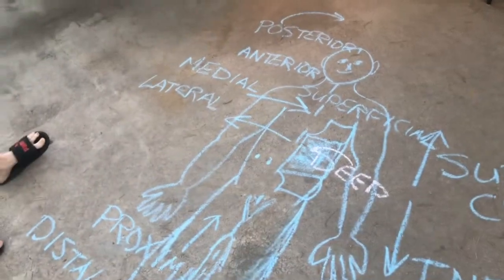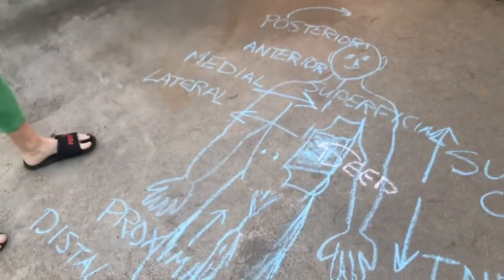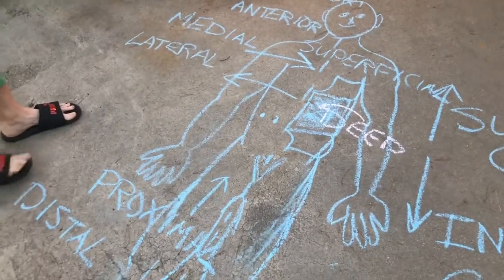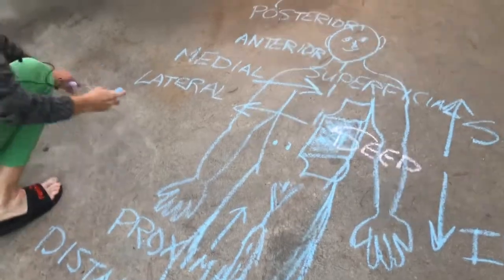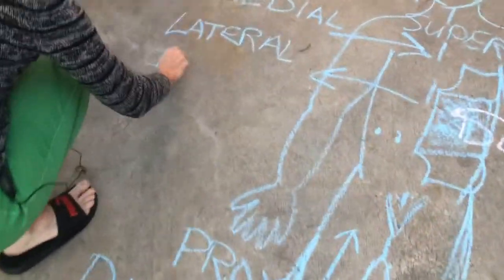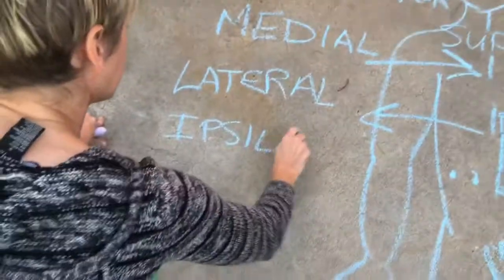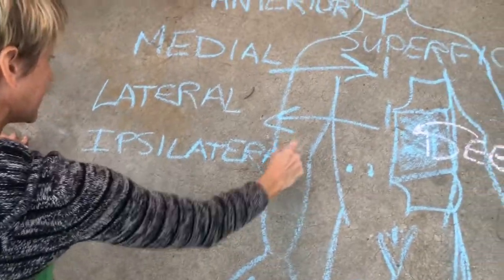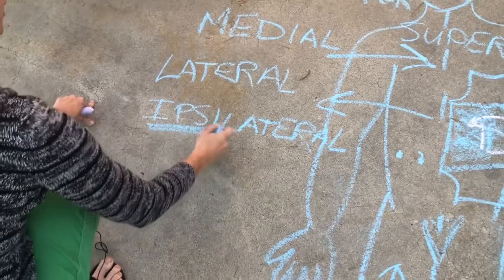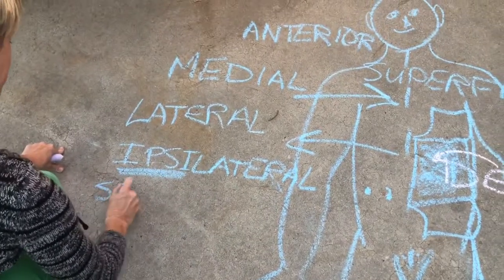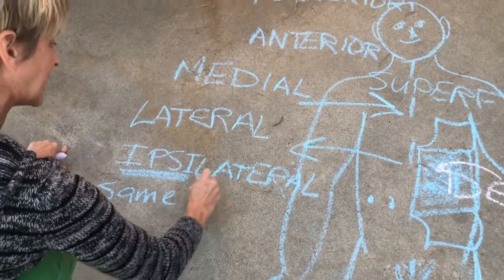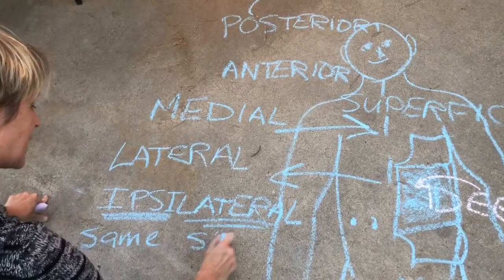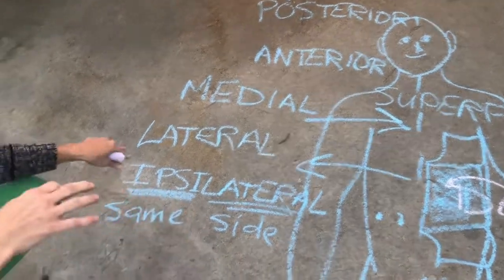One more set of terms, I believe. Ipsilateral and contralateral. So ipsilateral comes from the word part ipsi, which means same, and lateral, which refers to side. So ipsilateral refers to things that are on the same side of the body.